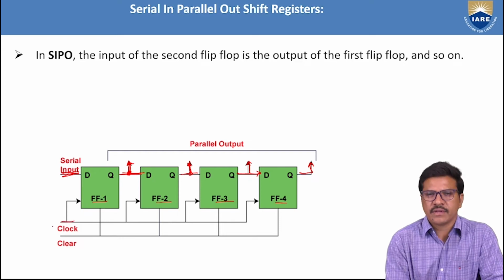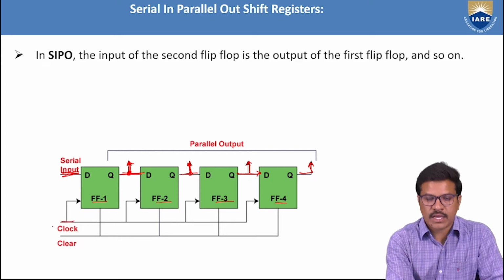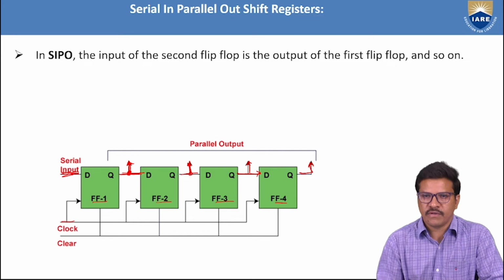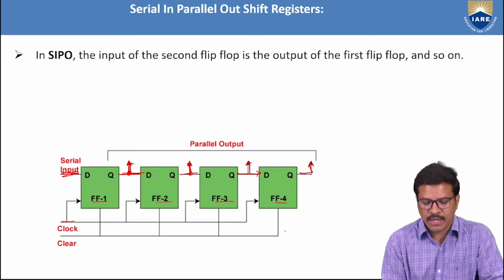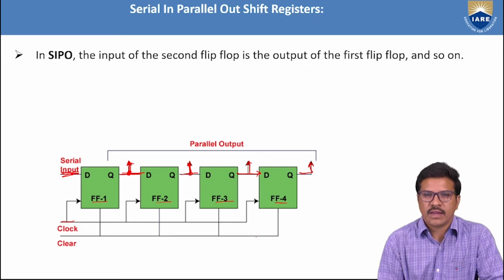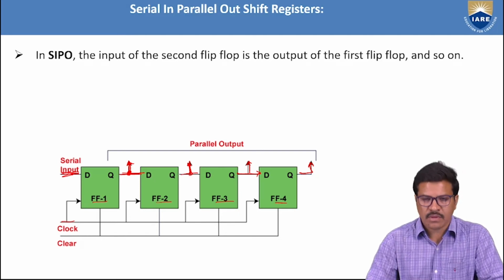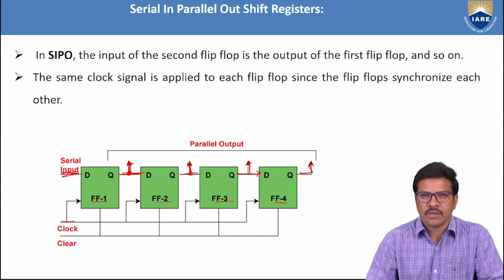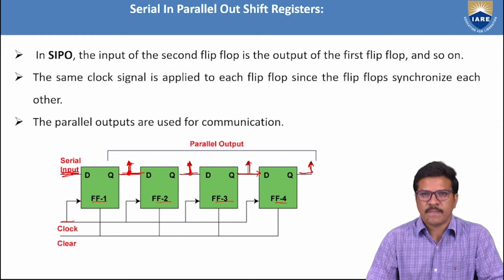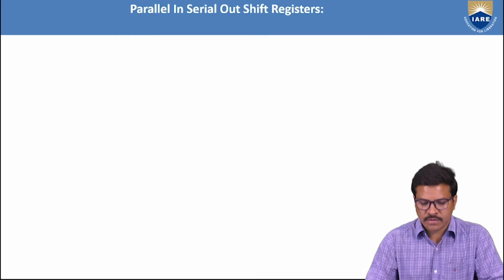The clock is given synchronously to all the flip-flops, and I am also providing a clear input, if we want to initially set zeros in all flip-flops, so that by providing the clear input we can reset all flip-flops to zeros. The same clock is applied to each flip-flop since the flip-flops synchronize with each other. The parallel outputs are used for communication.